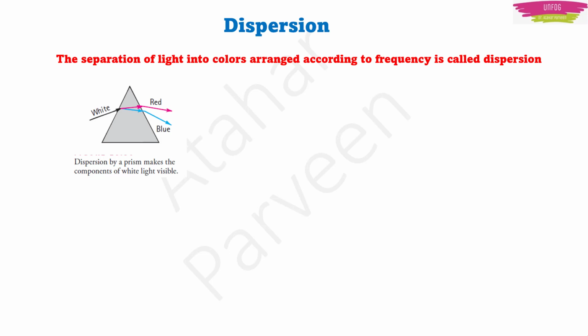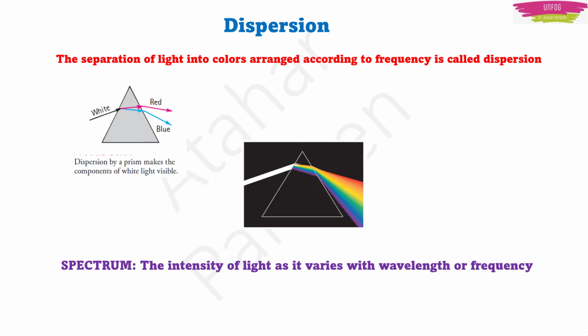If you take a prism, dispersion by a prism makes the components of the white light visible. Those white light components are split. Once that white light is incident on the prism, and when it comes out of the prism, you can see all the colors which are present in the white light. All the colors means the wavelengths, the intensity of light as it varies with wavelength or frequency. This together we call a spectrum.